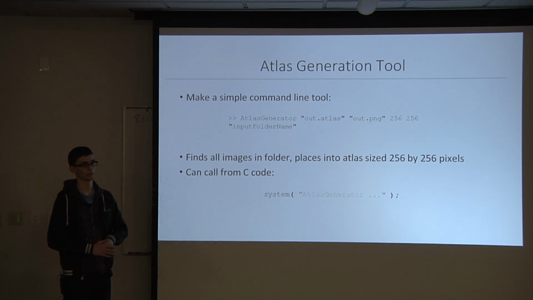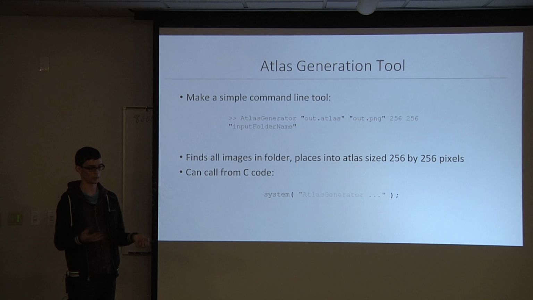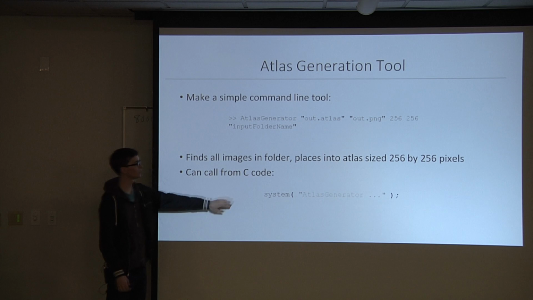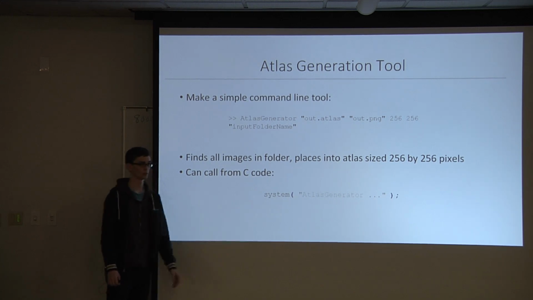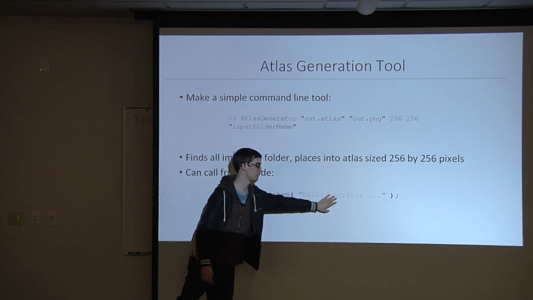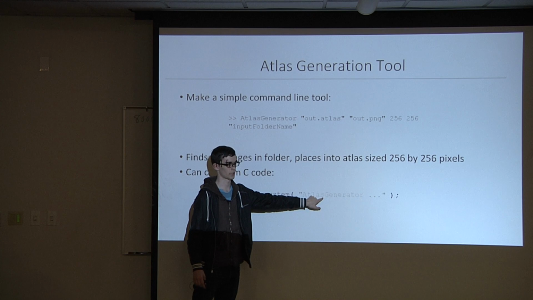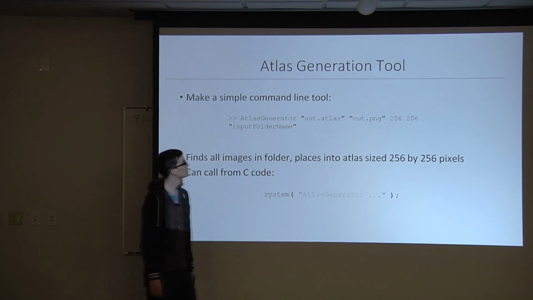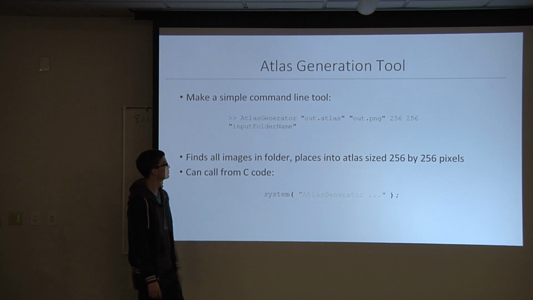I mentioned a while ago that if you're going to make a tool, you should make it command line based. And this is why. You can use a system call in C code to open your executable, and this is your tool, your Atlas generator tool. And then you can pass it command line arguments. This is an example of the style of command line arguments I use.